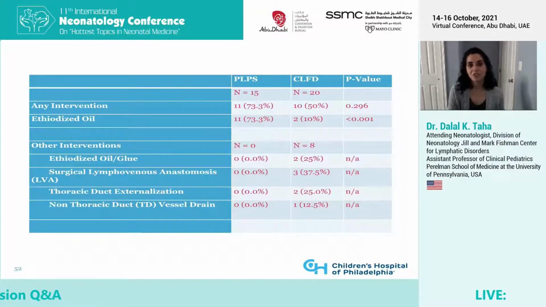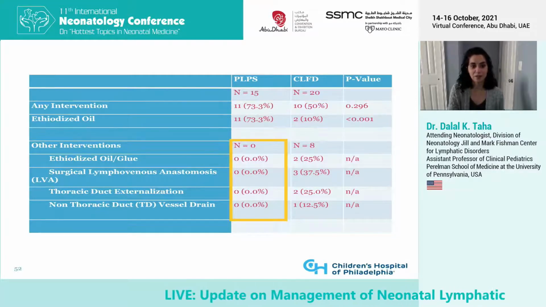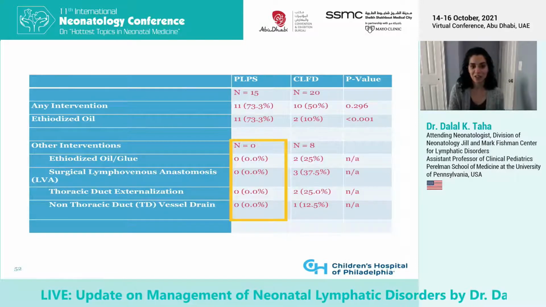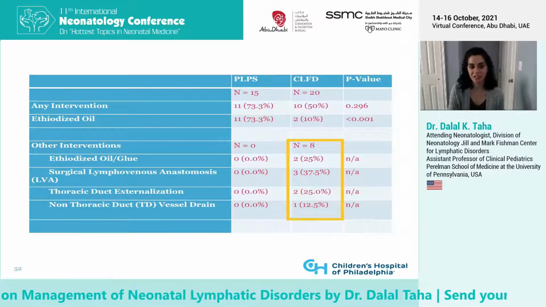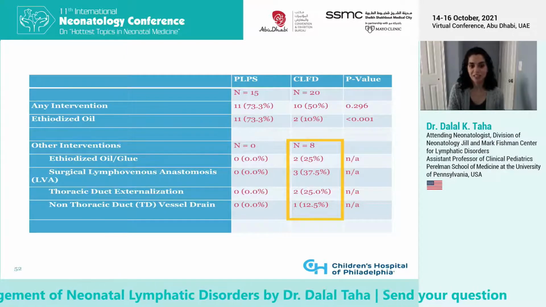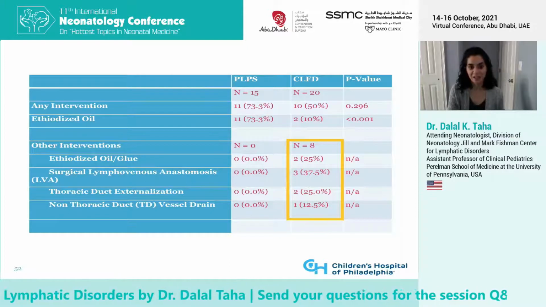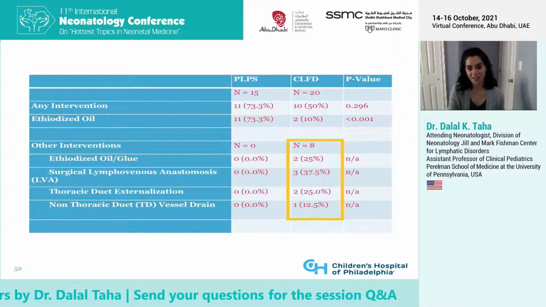Following diagnostic imaging, 21 patients went on to have a lymphatic intervention. 11 patients with PLPS were treated with oil compared to 2 patients with CLFD. Of the remaining 8 patients with CLFD who received a lymphatic intervention, 2 received a combination of oil and glue embolization, 3 underwent lymphovenous anastomosis, 2 had their thoracic duct externalized, and 1 had a lymphatic vessel drain placed that was not in the thoracic duct.